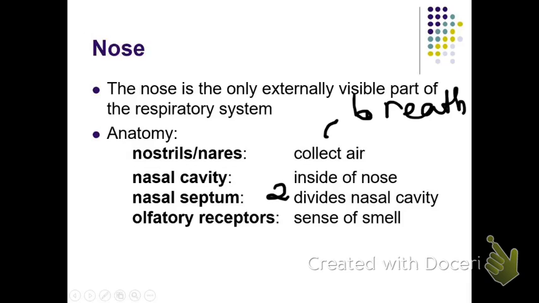And then we have our olfactory receptors that cover the entirety of our nasal cavity. And these are almost nerve-like structures that allow for us to smell the wonderful things such as chocolate chip cookies or bacon in the morning.